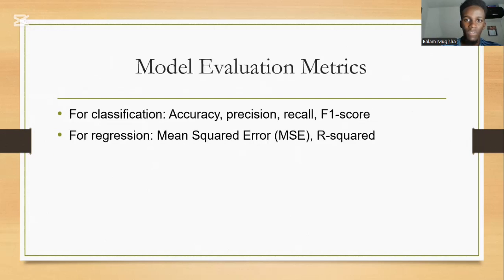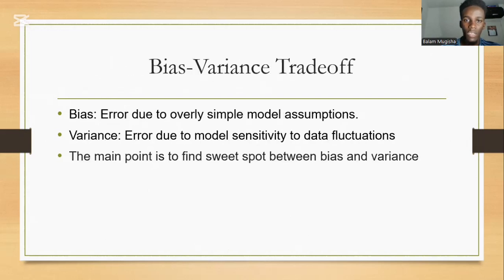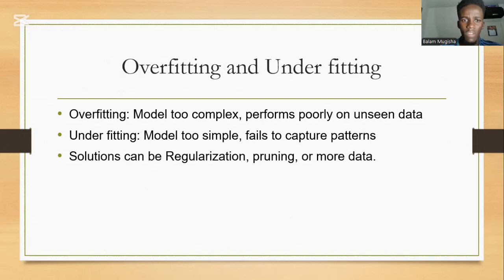Then model evaluation metrics. Let me just stop on overfitting and underfitting. Overfitting is when the model is too complex and performs poorly on unseen data. It could work well on the training data, but when you bring in the testing, I mean the evaluation data, then it works very poorly. It predicts things that are actually not covered. Then underfitting is when the model is too simple and fails to capture patterns in data. The solutions to this can be regularization or bringing in more data or pruning.